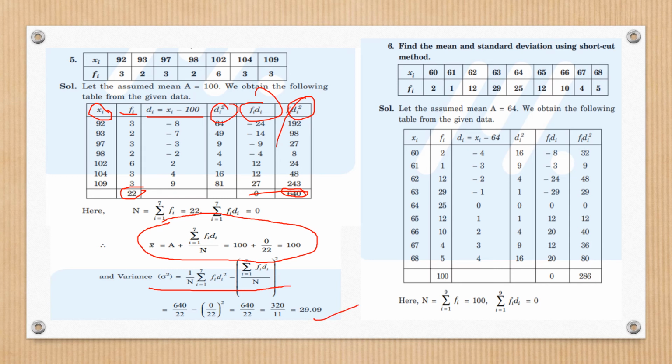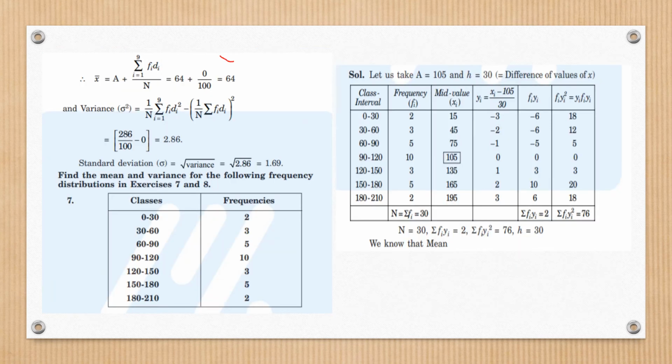Number 6 is find mean and standard deviation using the shortcut method. So let us see what the shortcut method is. The same thing we are doing is the shortcut method. So firstly go for xi, then fi, then di is xi minus 64. So 64 is your assumed mean here, right? Then di square, fi di square, right? And you can make the value of this x bar as 64, and using this variance formula it is 2.86, right? And the standard deviation is the root of variance, which is the root of 2.86, that is 1.69.